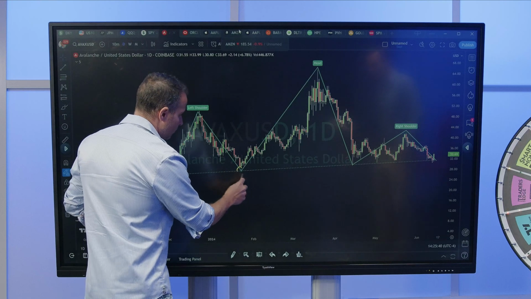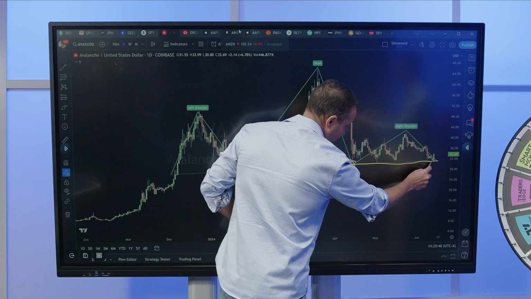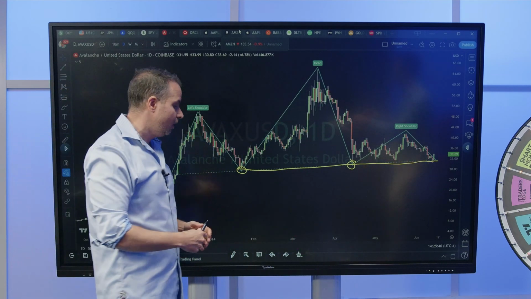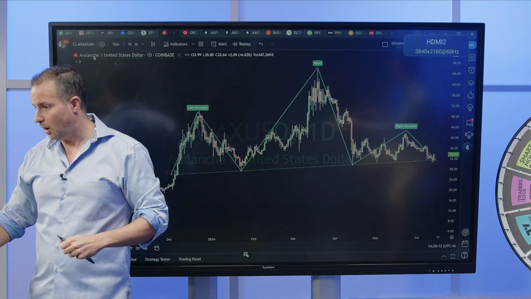You can see your neckline, you just connect that right through that low, and it goes right through here. And we were kind of testing it. It's getting a little bit of a bounce today, so it's getting defended, which is good. But again, there are so many of these that have these types of chart patterns on them.